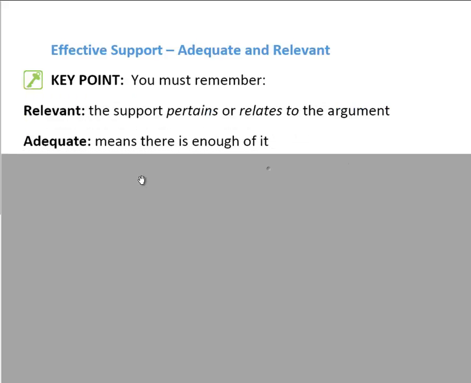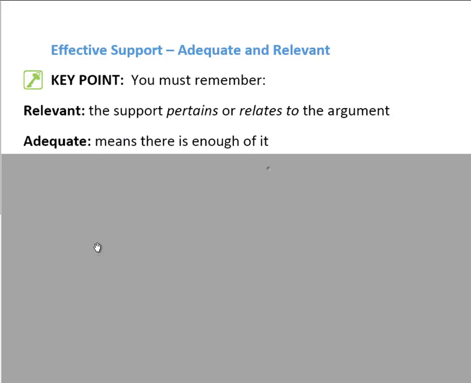Now that we know the structure of an argument, point and support, let's look more closely at effective support. Remember that in order to be effective, the support has to be relevant, which means that it pertains to or is related to the point, and it needs to be adequate, which means there is enough of it.